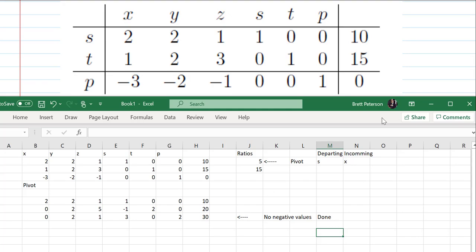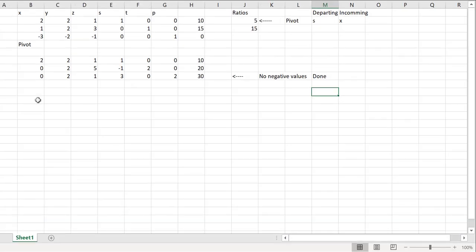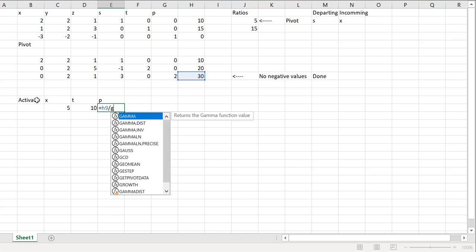So now we take our active variables and we are going to find out what they're equal to. So our active variables are x, t, and p. So our x is going to be equal to h7 divided by the x value, which is b7. So our x is 5. Our t is going to be equal to h8 divided by the t column, which is f8. And then our p is going to be h9 divided by g9.